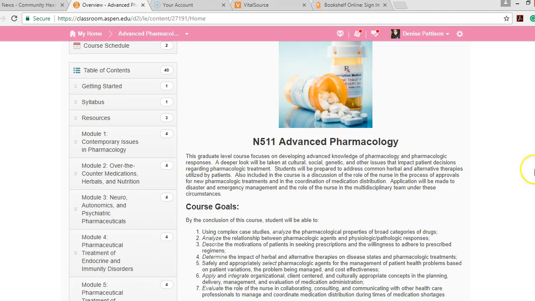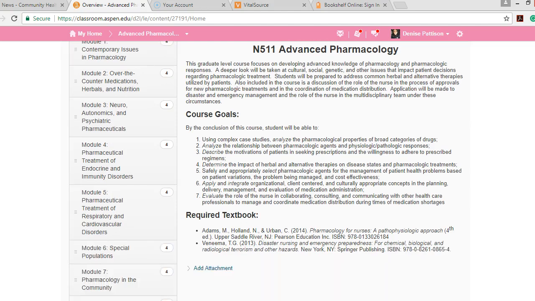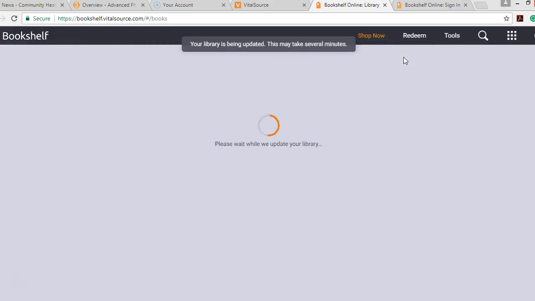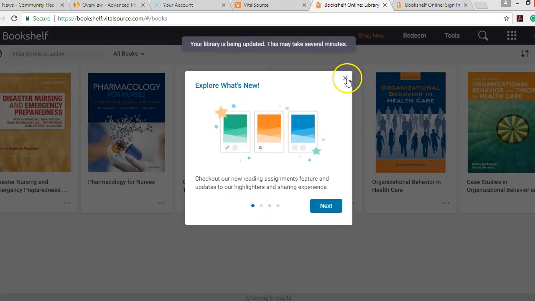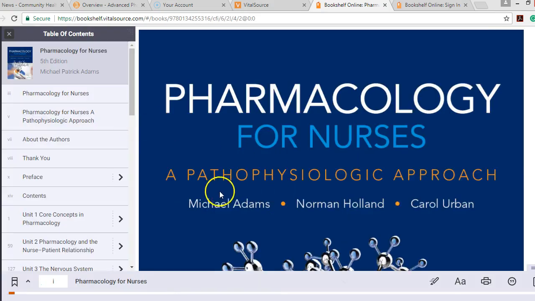So here are the course goals. You're going to be able to analyze pharmacologic properties throughout a broad category of drugs. And something I want you to understand, and I'm really excited that we're using this book. Let me pull it up. Okay. Pharmacology for Nurses, looking at it from a pathophysiologic approach.